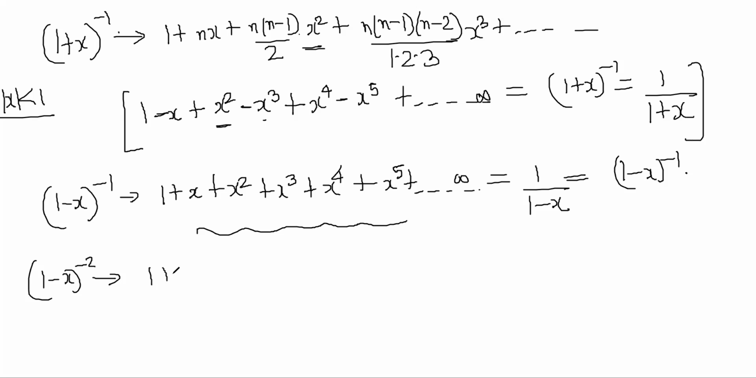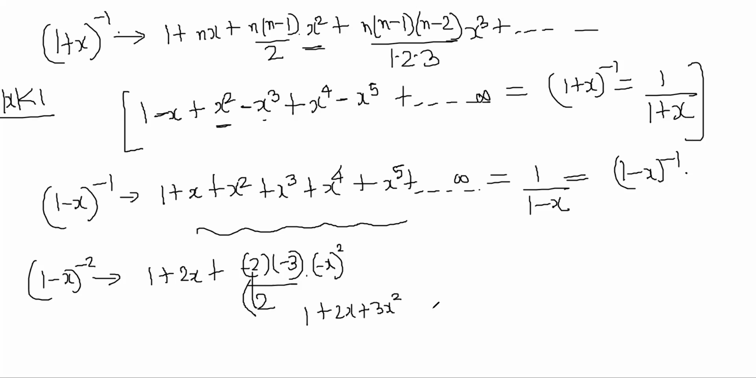So it will be 1 plus nx. n is minus 2, x is minus x, right? So plus 2x. Plus n into n minus 1, so minus 2 into minus 3 by 2 into minus x whole square, right? So this becomes 3x square. 1 plus 2x plus 3x square plus 4x cube and so on is the series. Correct? Okay.